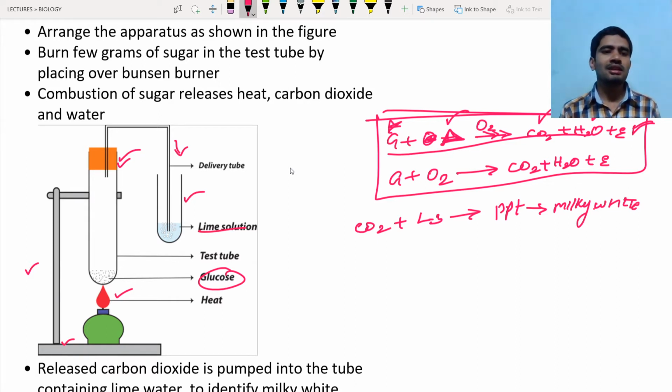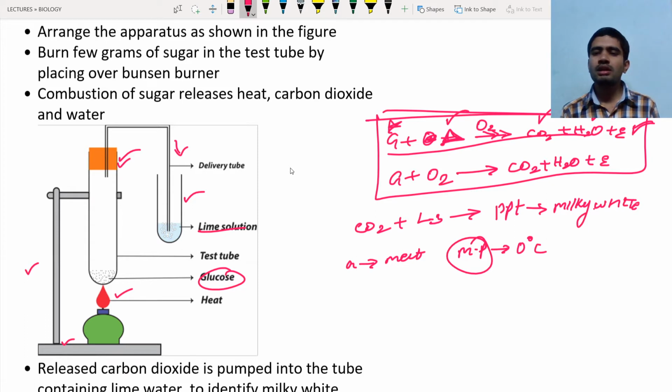Now start heating the tube. After one or two minutes, the glucose molecules will first melt. Why? Because each and every compound, whether liquid or solid, has a particular melting point and boiling point. The melting point of ice is 0 degrees Celsius. At 0 degrees Celsius, water in the solid state and in the liquid state both exist. This is known as the melting point.